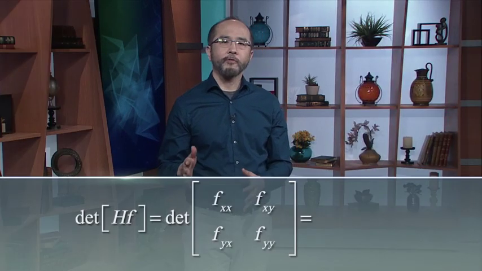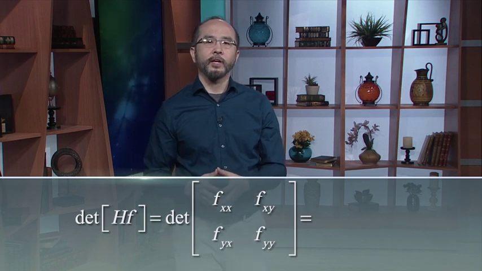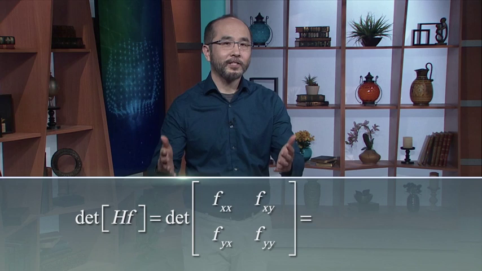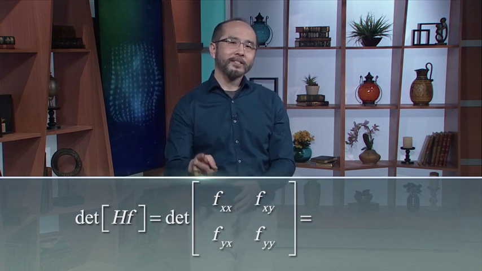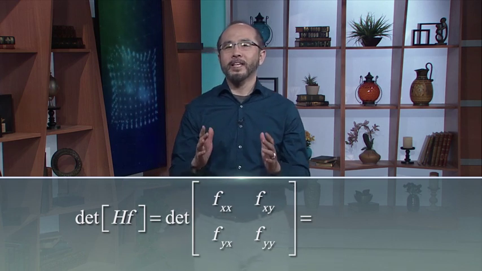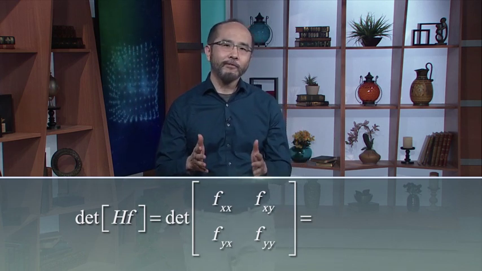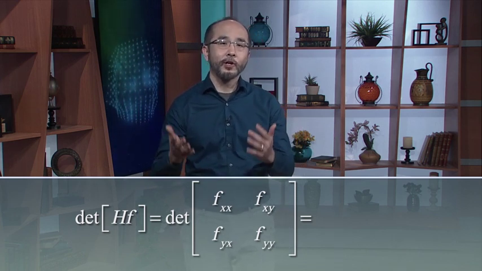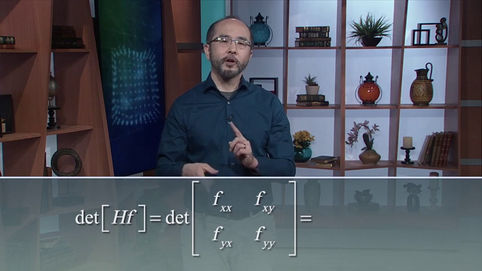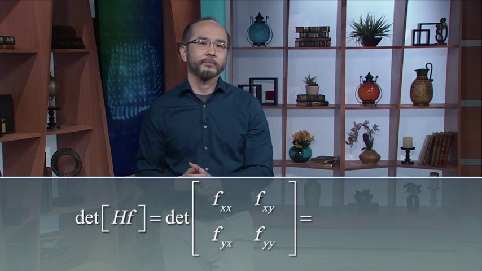For a two-variable function, the Hessian is 2 by 2, and an easy way to check the eigenvalue signs is to, guess what, take the determinant, which is the product of the two eigenvalues. And so if both eigenvalues are the same sign, as they are for a maximum or minimum, the determinant will be positive. Also, if the eigenvalues are different signs, as they are for a saddle point, the determinant will be negative.